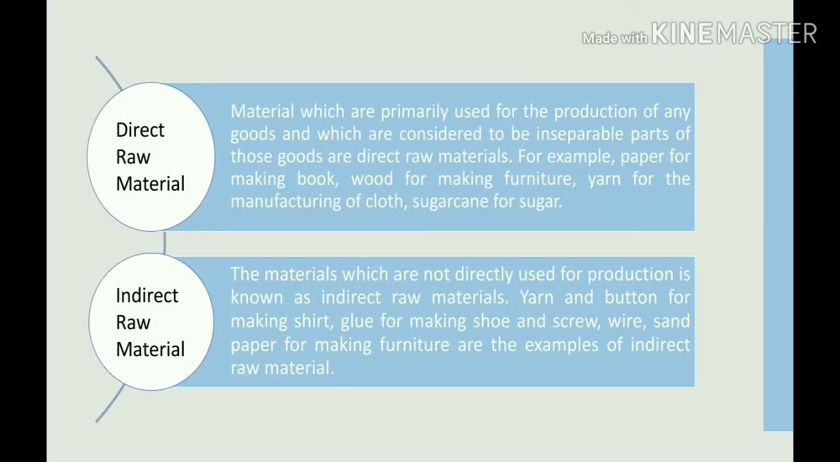Direct raw materials. Let's see the direct raw materials. What are the direct raw materials? Materials which are primarily used for the production of any goods and which are considered to be inseparable parts of those goods are direct raw materials. For example, paper for making book, wood for making furniture, yarn for the manufacturing of cloth, sugar cane for sugar.